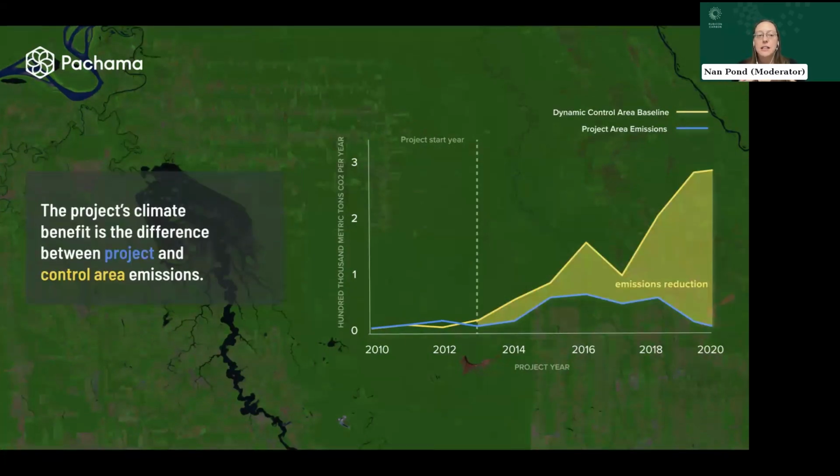In typical accounting, a project's climate impact is the difference between the project and the control areas, those two solid lines. But the use of the dynamic baseline allows us to better understand how sure we are about the gap between those two because of the quantification of uncertainty.